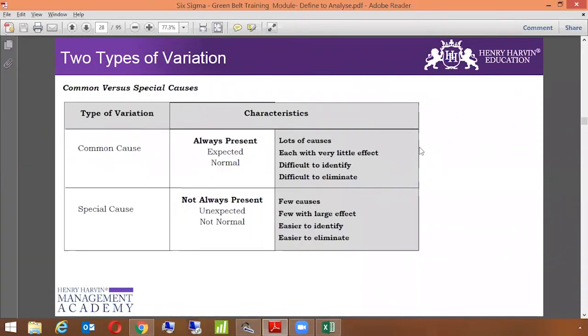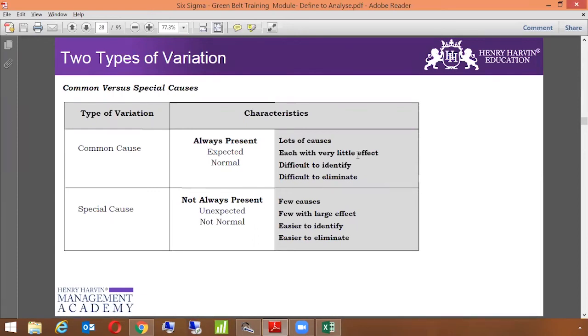So the entire analogy was shown to make you understand that there are two types of variation when we are doing Six Sigma implementation or when we're doing Six Sigma projects. One is called the common cause and another is called the special cause. Common cause variation is always present. It is expected normally. There are a lot of causes, each with very little effect. It is difficult to identify and a little difficult to eliminate.